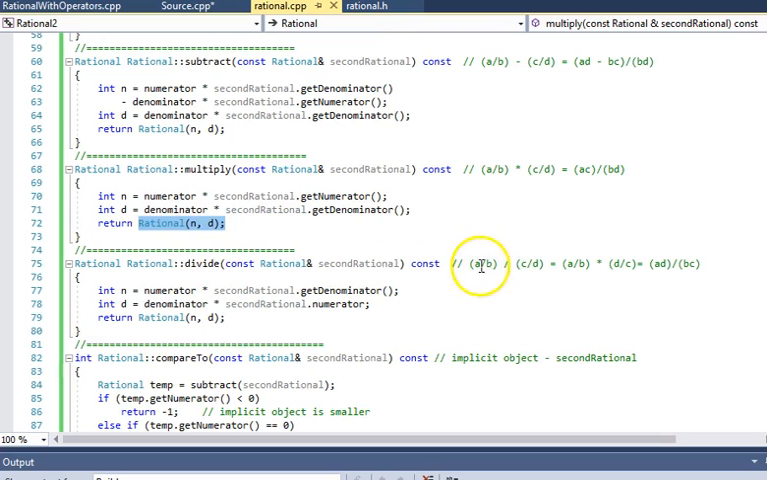Division: dividing two fractions is equivalent to multiplying the first fraction by the reciprocal of the second fraction. Notice that the second fraction has been turned over basically. And again, the implementation is the implementation of the algebraic expression here, and the rational object is returned.